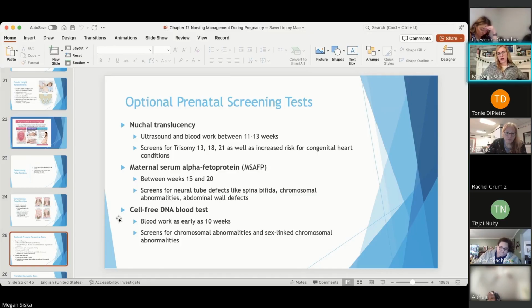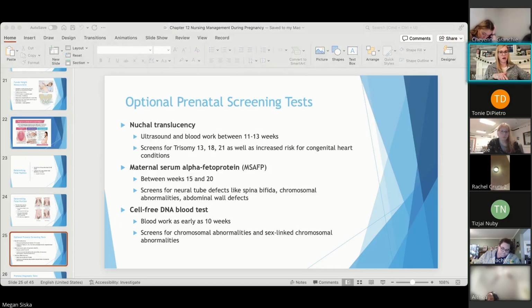I usually recommend my patients wait till about 11 weeks just so it doesn't come back as insufficient fetal DNA. But it screens for chromosomal abnormalities. So those, like trisomy 13, 18, 21. It also can screen for those sex-linked chromosomal abnormalities. So kind of bringing us back around, it can screen for things like Turner syndrome, Klinefelter syndrome. So it actually looks at the sex chromosomes, and there are certain disorders associated with that.